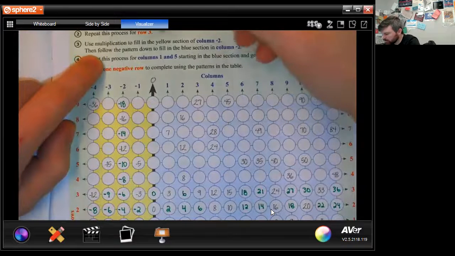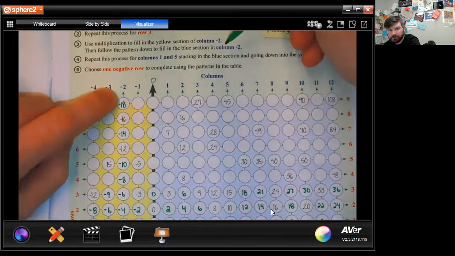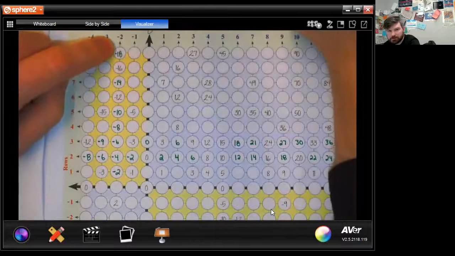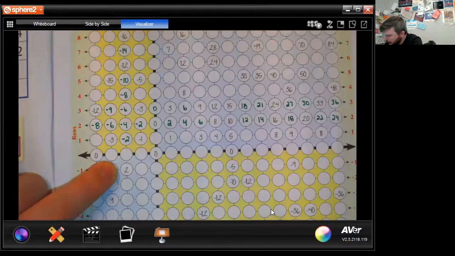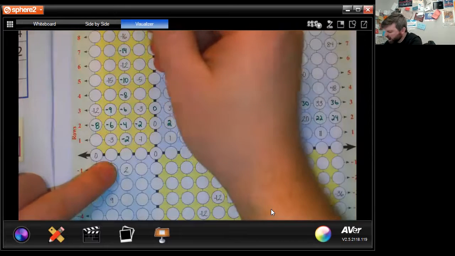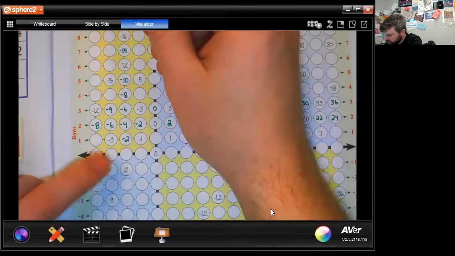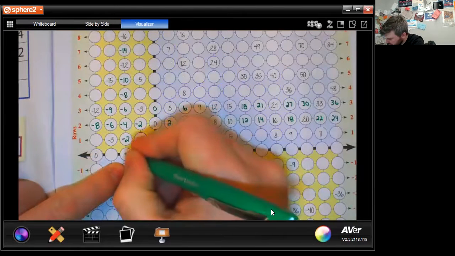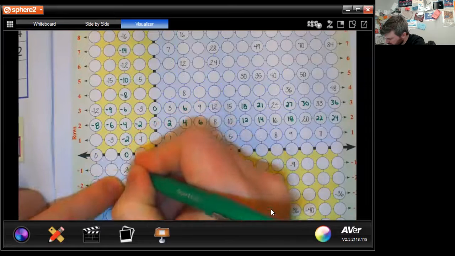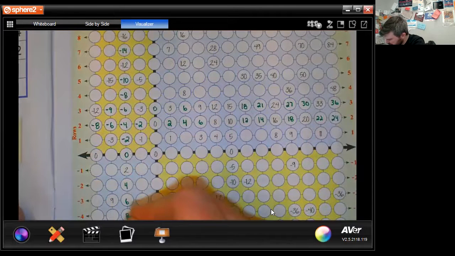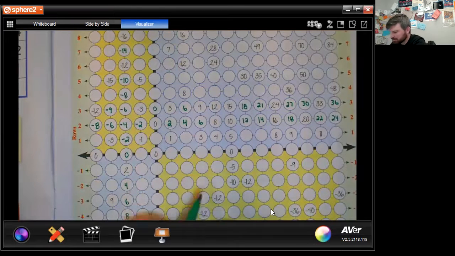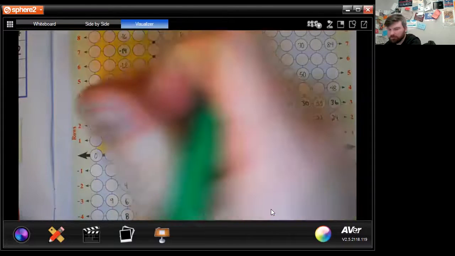Then follow the pattern down to fill in the blue section of column negative 2. So now we're going to go down to the blue section. We have 0 times negative 2 is 0. Then 2, 4, 6, 8, 10, 12. Notice all of these were positive. It's the opposite of what was above.